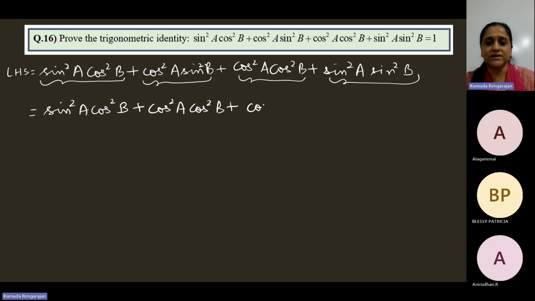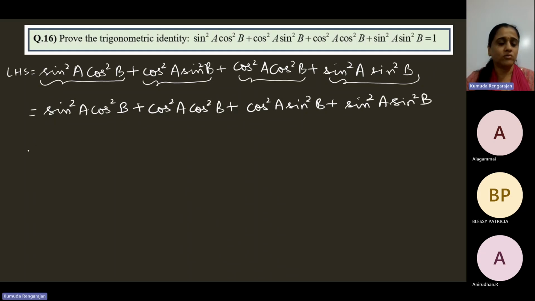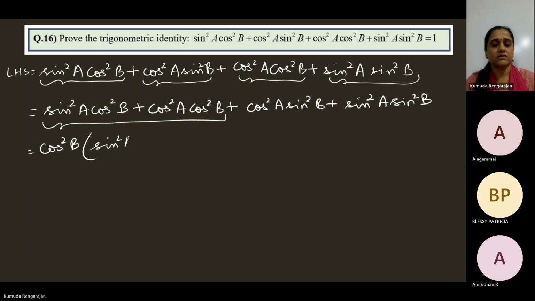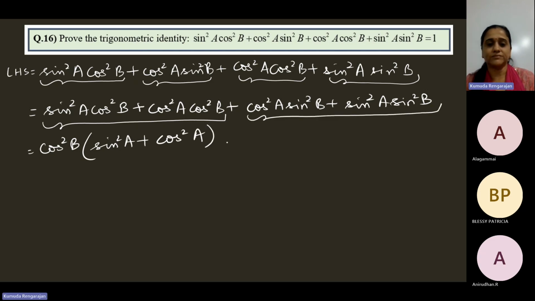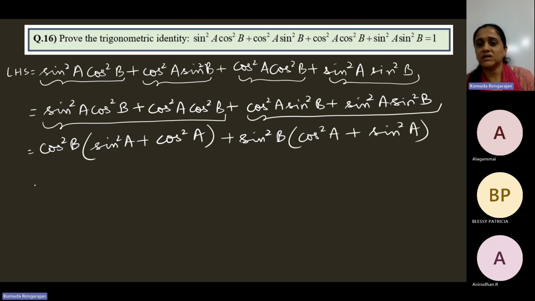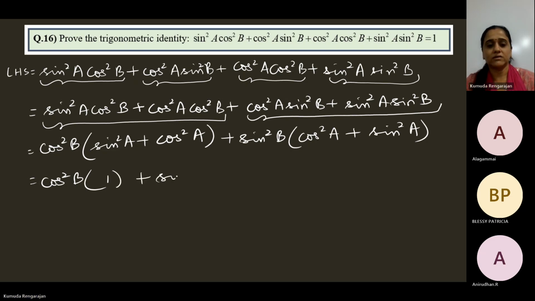So we have to now write the second term, cos square a, sin square b, and the fourth term, sin square a, sin square b. So now between these 2 terms, what's common? Cos square b is common. So in the bracket, between these 2 terms, what's common? So in the bracket, that's all. Now cos square b, what is sin square a plus cos square a? 1. What's cos square a plus sin square a? 1.